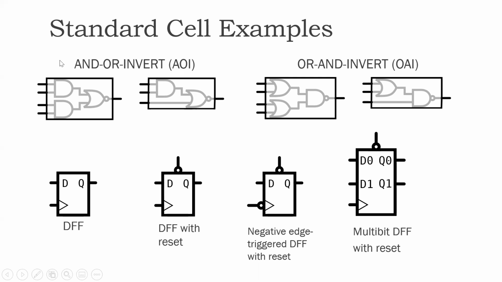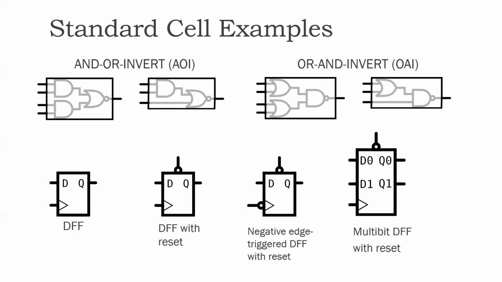Similarly, you will have an OAI function, OR-AND-invert. It can be 4-input. There can even be 5-input OAI functions or AOI functions. And then I've shown examples of a 4-input OAI and a 3-input OAI. Okay. These are some examples of gates you will actually see in standard cell libraries, combination gates.